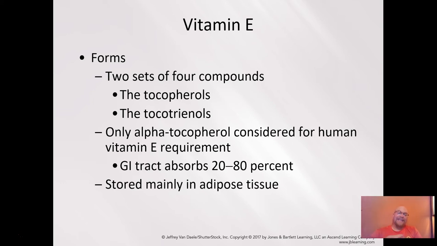So out of the 8 different compounds that make up the different types of vitamin E, only one of them actually does anything for us, and that's the alpha tocopherol. It does say that here: only alpha tocopherol is considered for vitamin E requirements for humans. Other animals and plants may be able to use some of the other types of vitamin E, but as far as us, this is the only one.